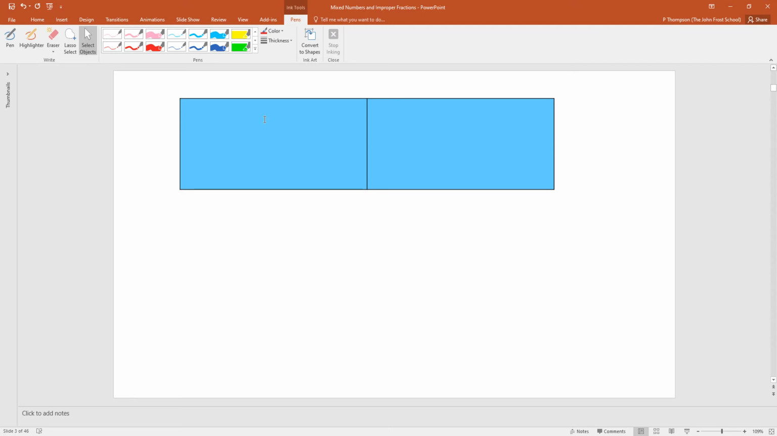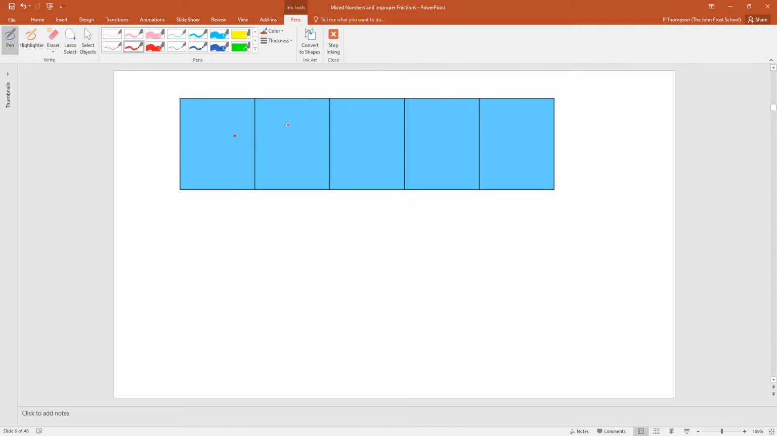Hopefully you can see here that I've split this shape into two equal pieces, and these pieces are called halves. There are two halves in a whole one. Bear that in mind. Here, look, three equal pieces. So these are called thirds. There are 3/3 in a whole one. You can probably guess the next one. See that? Four equal pieces. Quarters. There are 4/4 in a whole one.